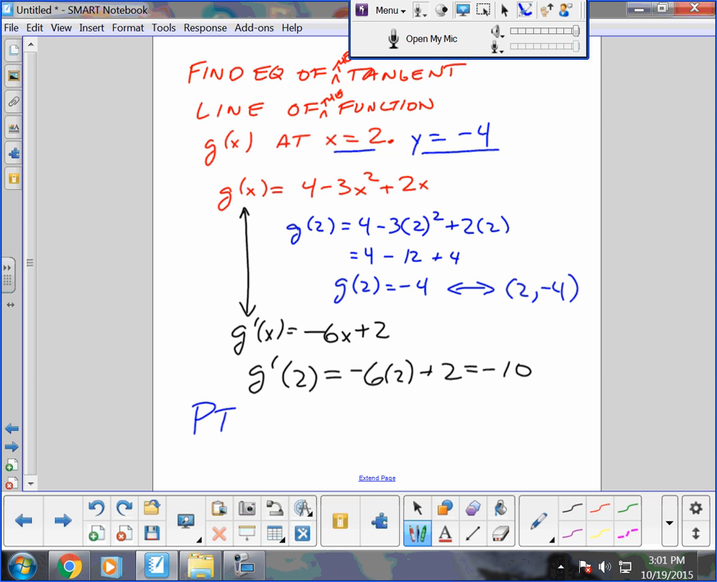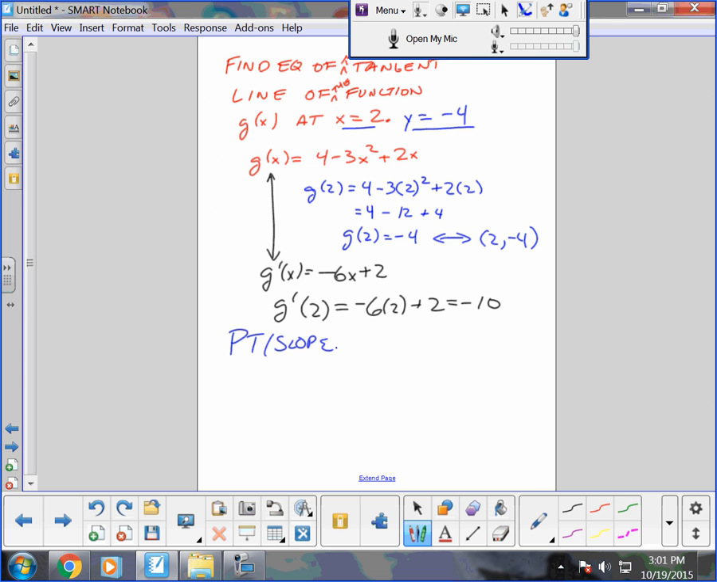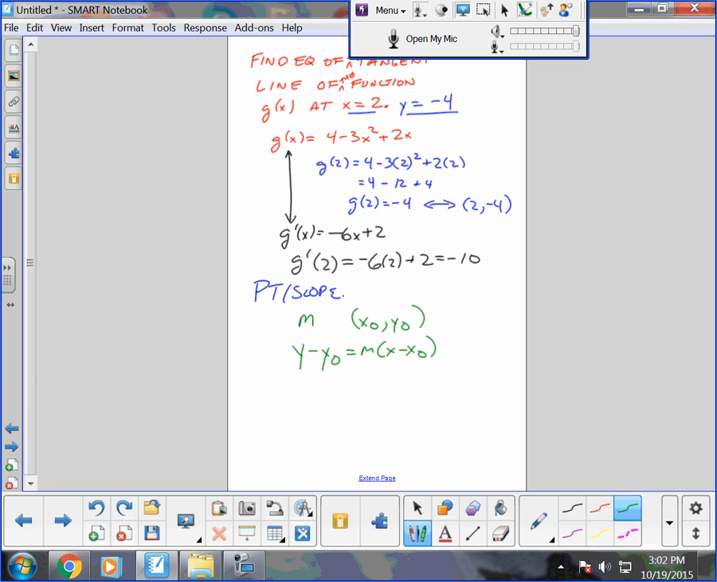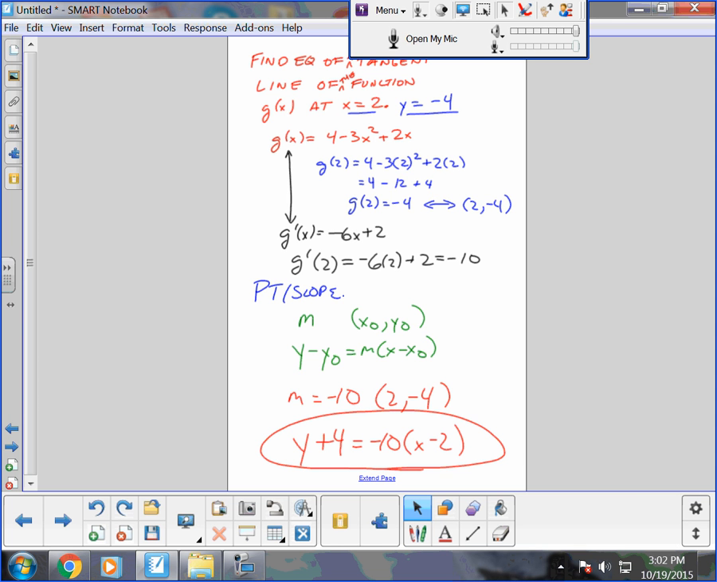All right, point slope form. I know you guys aren't good at it. If m is the slope and x naught, y naught is the point, the general form is y minus y naught equals m times x minus x naught. Our m is equal to -10. The point was 2, -4. So how about y minus -4, which is y plus 4, equals -10 times x minus 2. Equation of the tangent line at x equals 2.